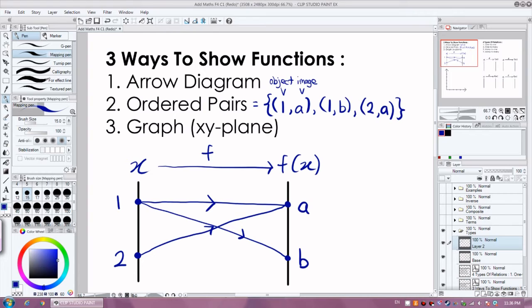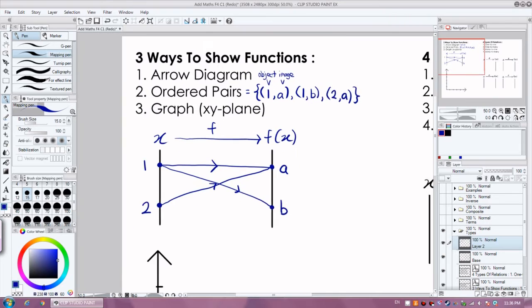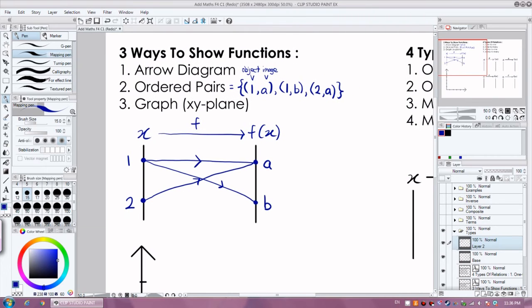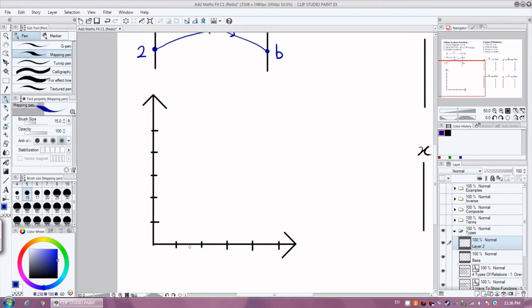Now for the third and final way, graphing it on an xy plane. Let's just say for example, this one would be 1, and this one would be 2. I'll mark this one as the object, which is x, and the y-axis as f(x), which is the image. So let's say that this one is a, and this one is b.